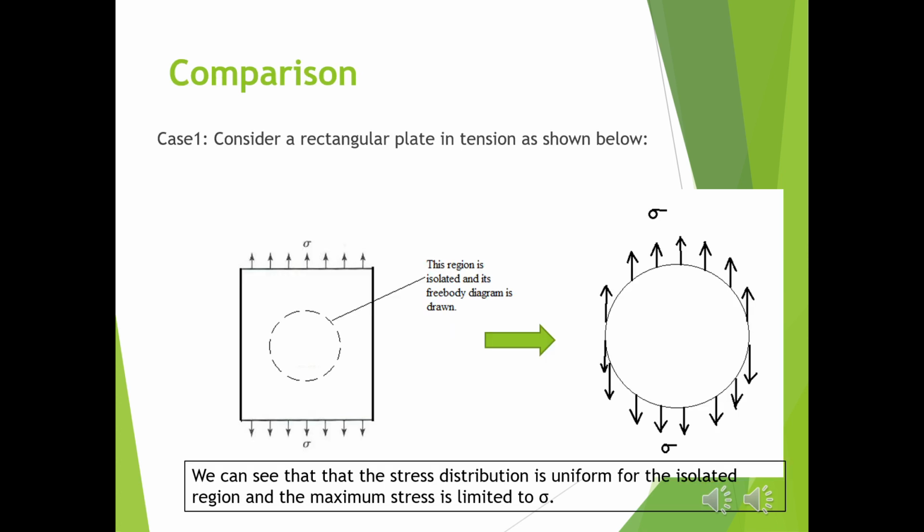Now I will be explaining this with the help of a small case study. Let us consider a plate without any hole. I'm choosing a circular region to draw a free body diagram. I'm going to isolate that region and draw the free body diagram for it, and that region you can see in the dotted lines. When we draw the free body diagram of that, we can see that the stress induced is still sigma. This is case one.